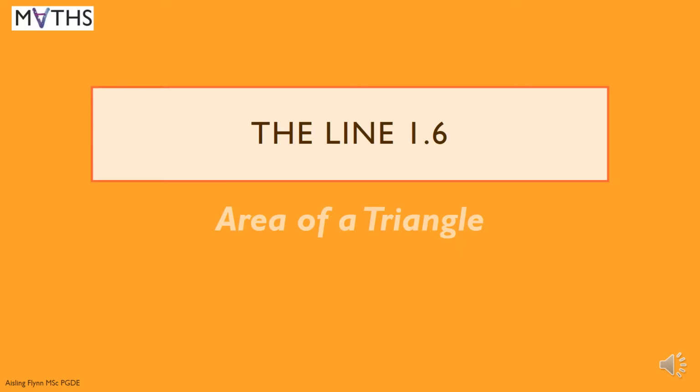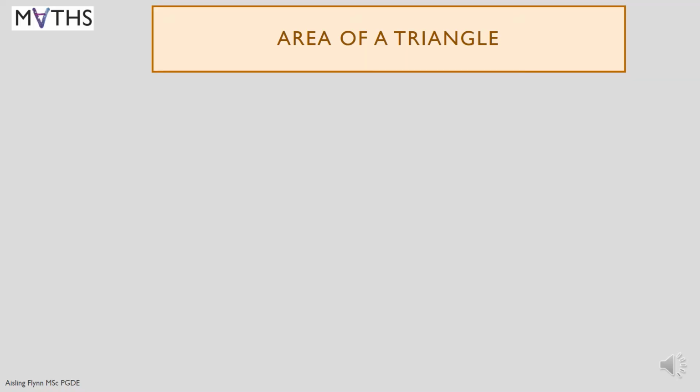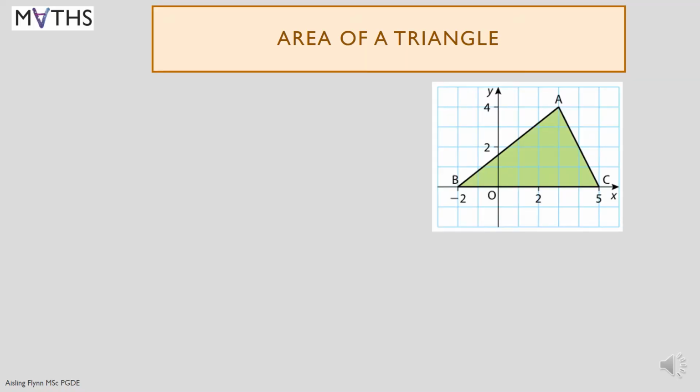This is the line 1.6, area of a triangle. So we've looked at areas and volumes before, and we learned that the area of a triangle is gotten by multiplying half the base by the perpendicular height.